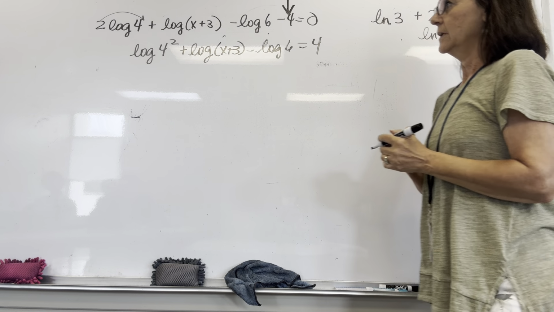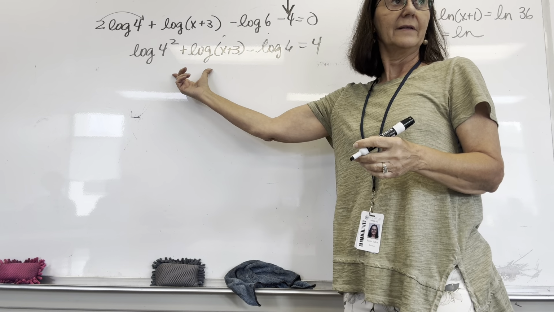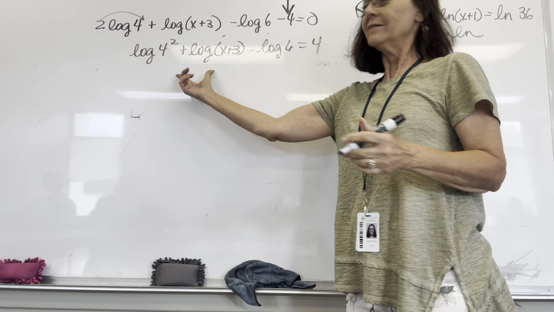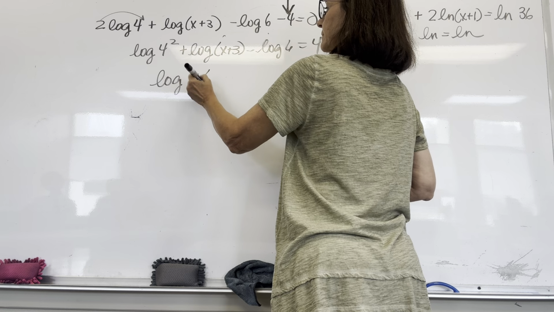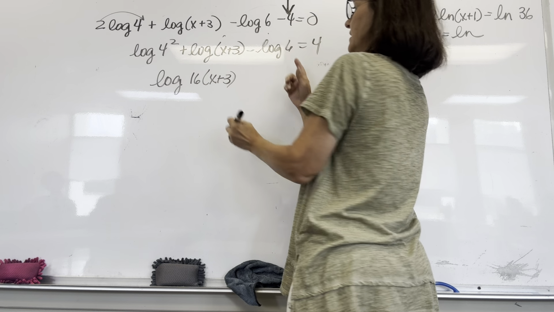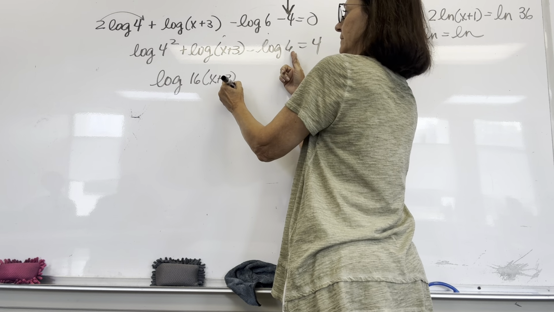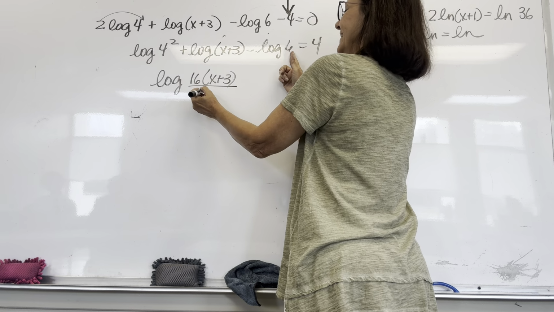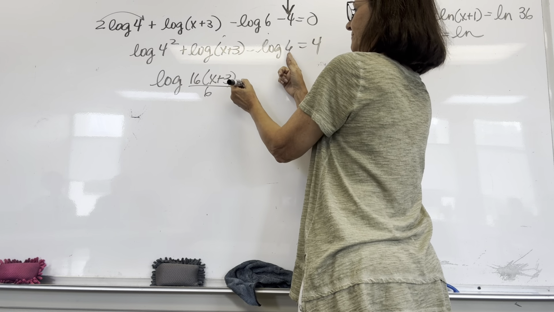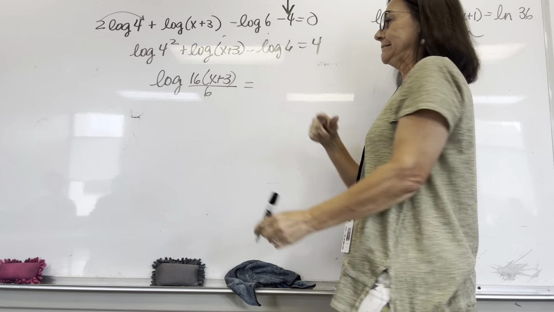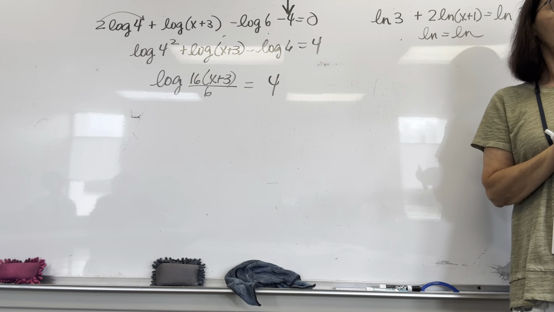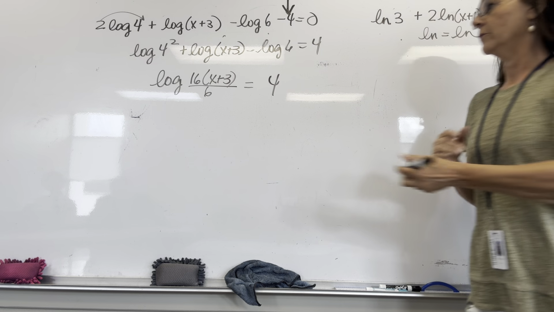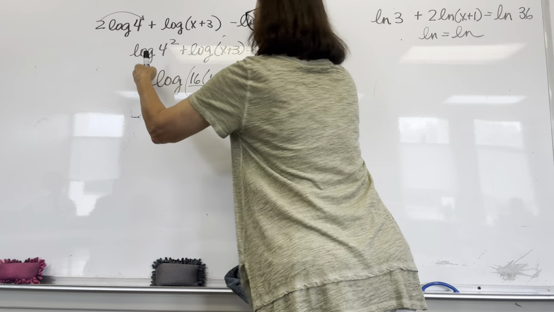We can. So addition is? Multiplication. So we're going to multiply. 16. Division by. Is? Subtraction is division. Subtraction. That's right. Subtraction is division. I think I said divided by. Equals 4. Now, can we multiply by 6? No. This is one term.